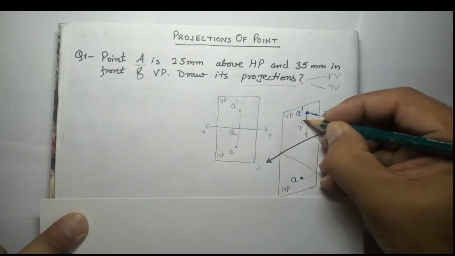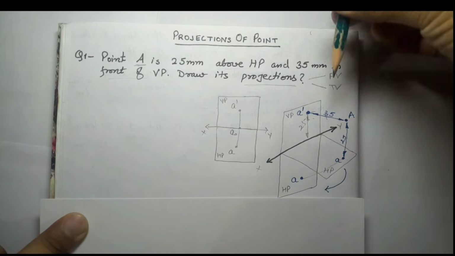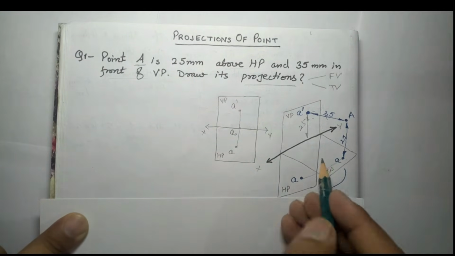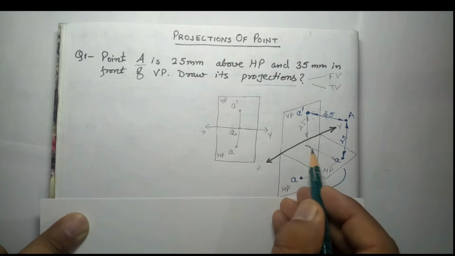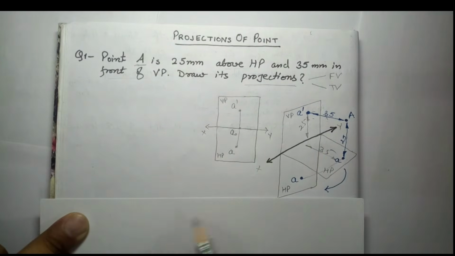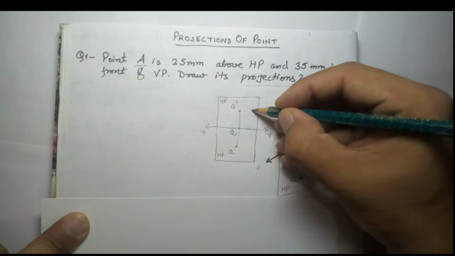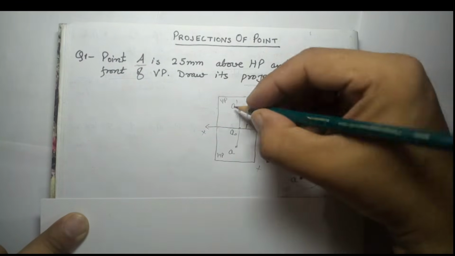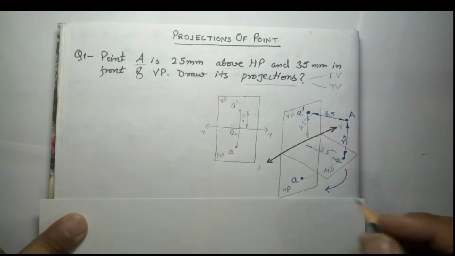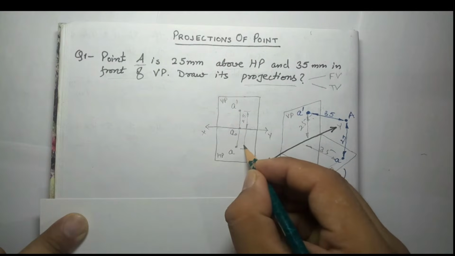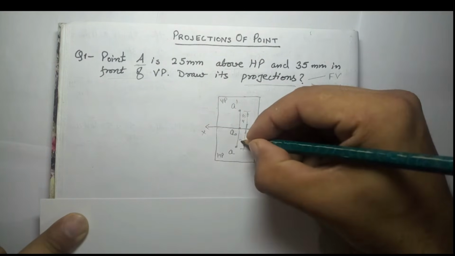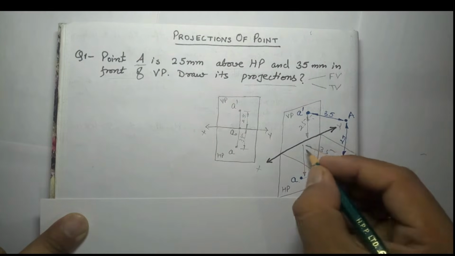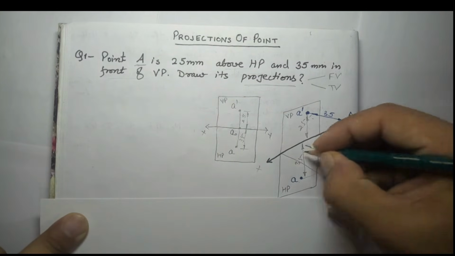So it will be 25 on this side, and when you see from the top, this gap 35, which is the distance from VP to the point, it will be projected here. Same, when you rotate, this gap will be 25, and after rotation this 35 will be below xy, because this 35, when you rotate it, will go here after rotation.